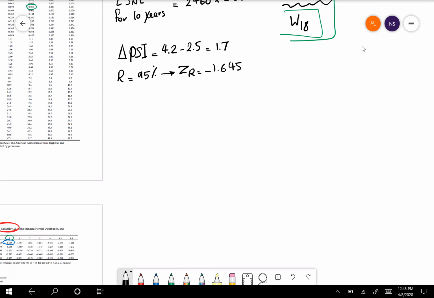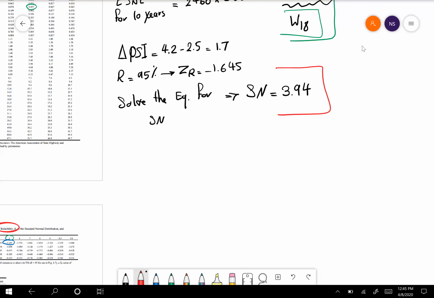Okay, so if you look back at the equation, we have everything in that equation and we can solve it for SN. Now, solve the equation for SN. Therefore, SN from that equation is 3.94.